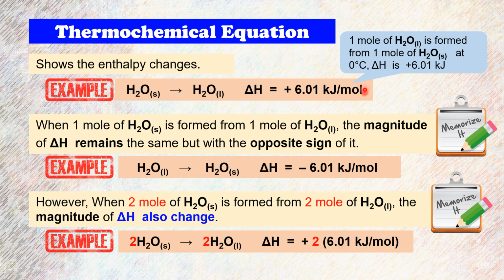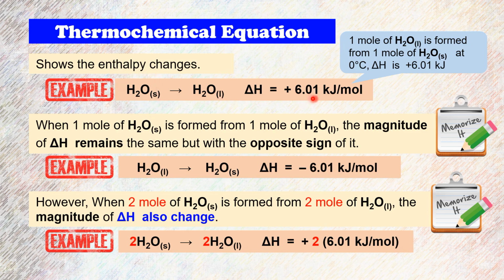So it should have both the balanced equation and also the value of delta H. This is referred to as a thermochemical equation. So what information can we get from this thermochemical equation? From here, 1 mole of liquid water is formed from 1 mole of solid water, that is ice.